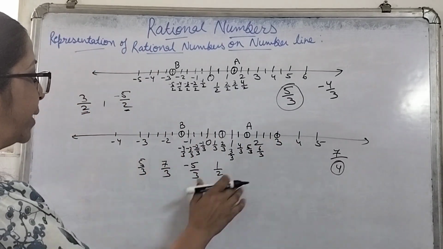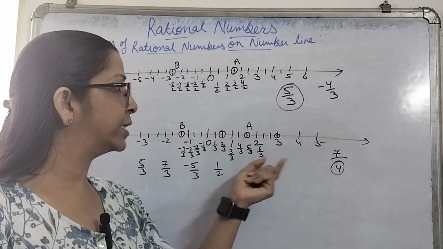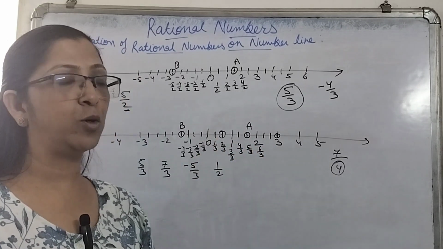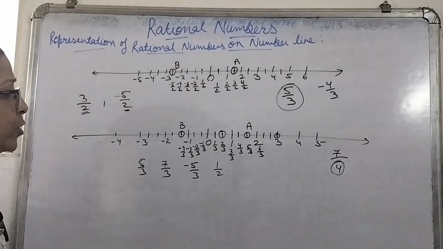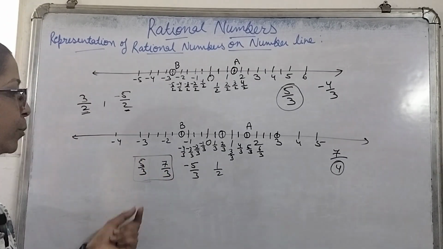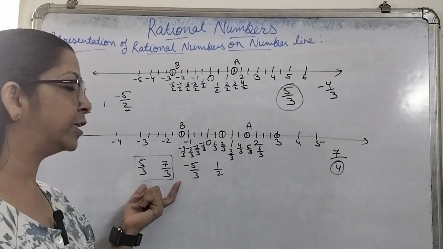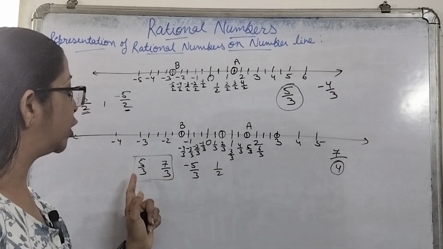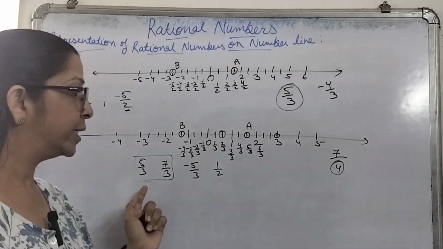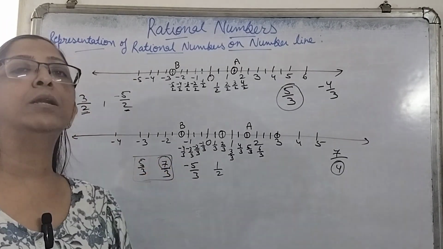Suppose we have to compare these numbers. This is one of the methods. By checking on the number line, we can say that this number is greater or this number is smaller. Otherwise, what could another method be? If your numbers have the same denominators, and we have to check which is greater or which is smaller, in that case, the number with the greater numerator will be greater.